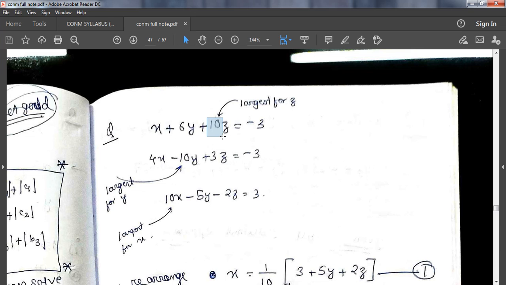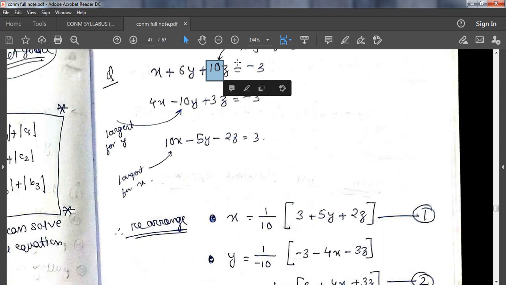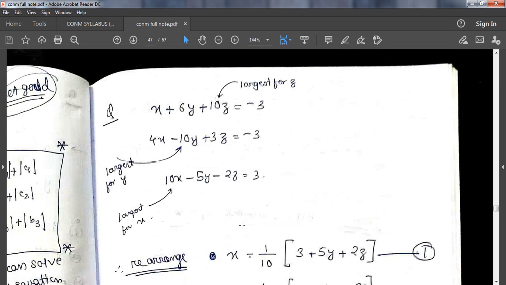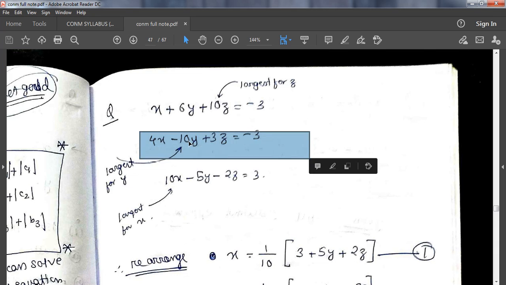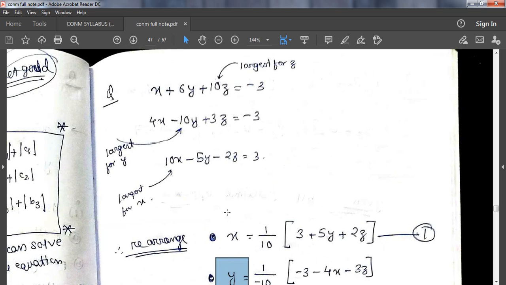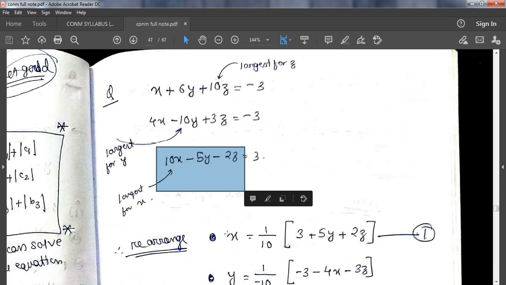coefficient. So from this equation, I am going to consider z. Please do see that this is not y, this is z. I have made a mistake while writing. From this equation, since the coefficient of y is the largest, I am going to consider this as y. Similarly, from this equation, I am going to take x.